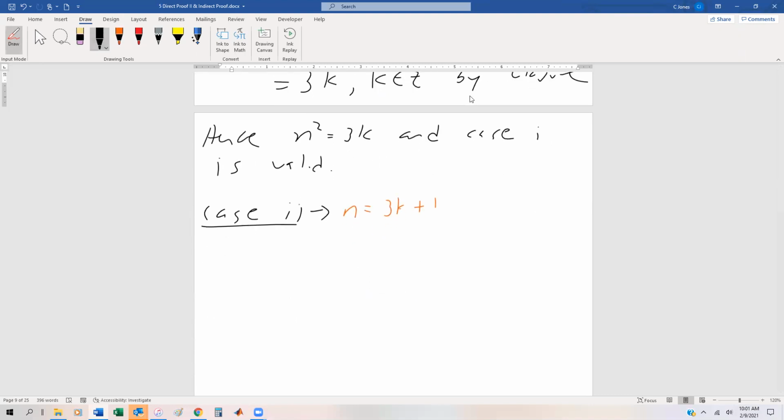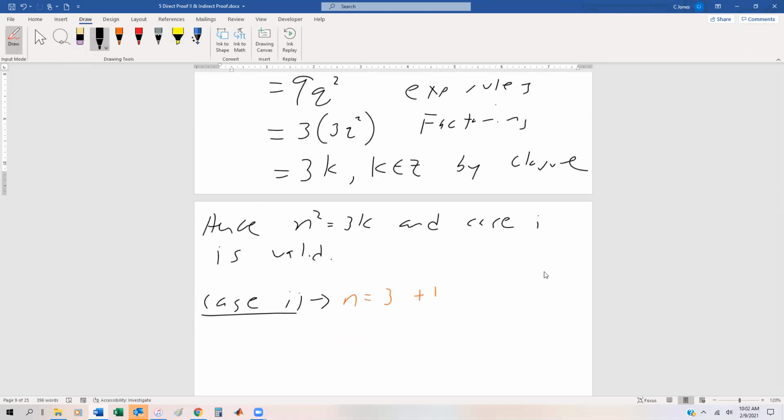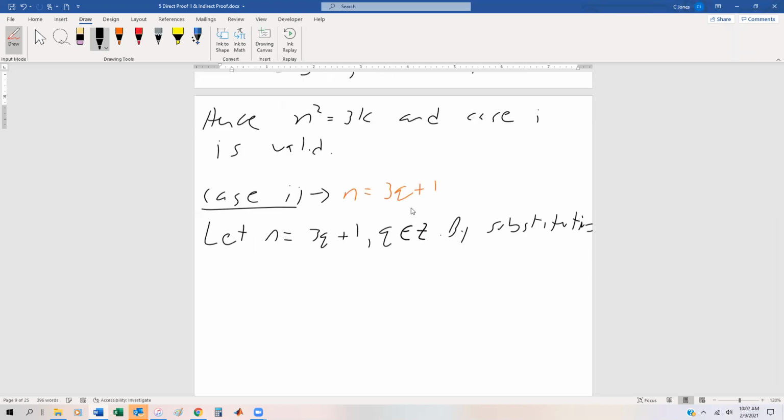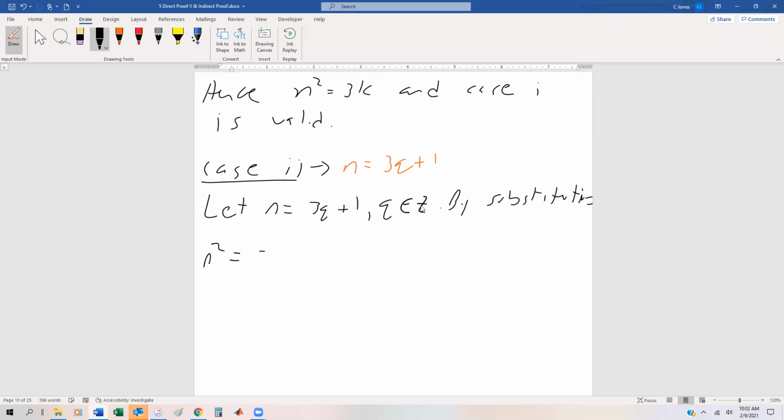So, or n is equal to 3, not k, because we're eventually trying to get to k, but let's call it 3q plus 1. All right, so let's let n be equal to 3q plus 1, where q is an integer. Right? Again, by substitution, we can see that n squared is going to be equal to (3q plus 1) squared.